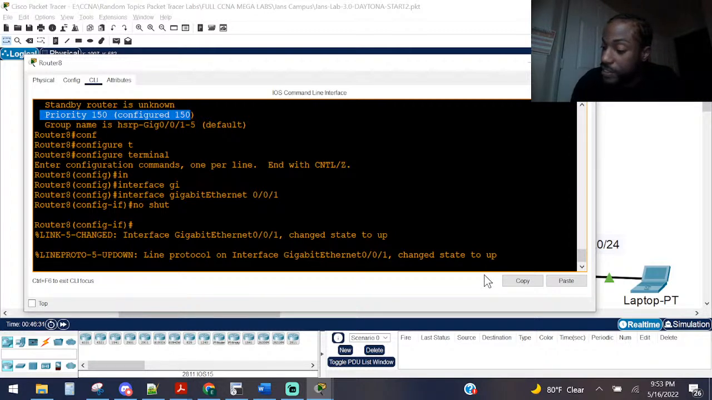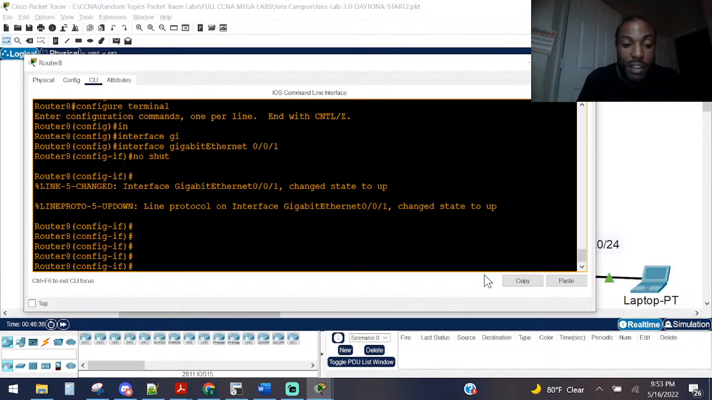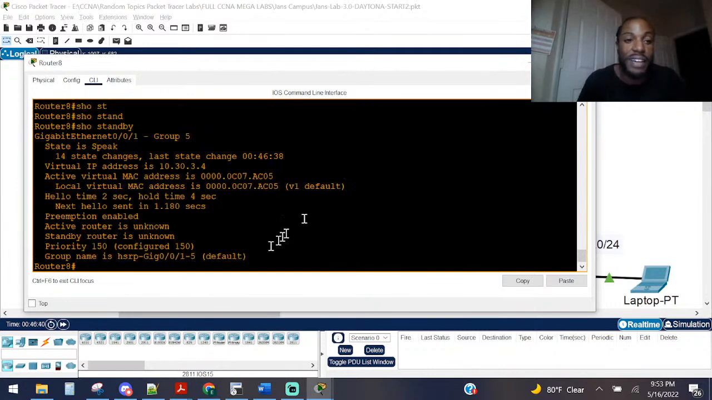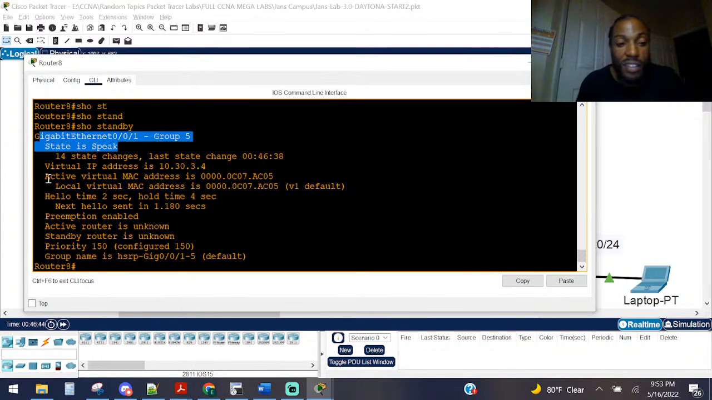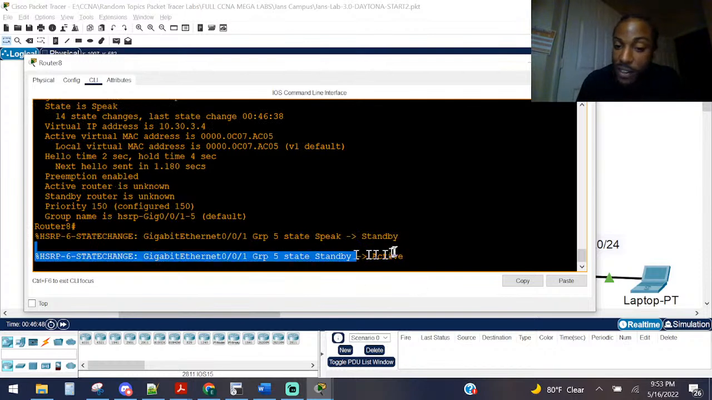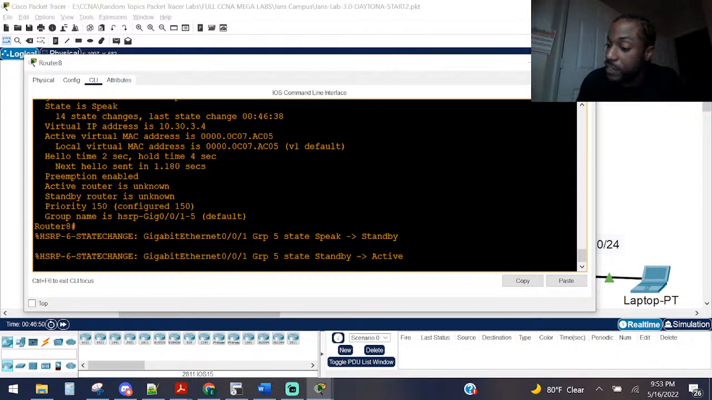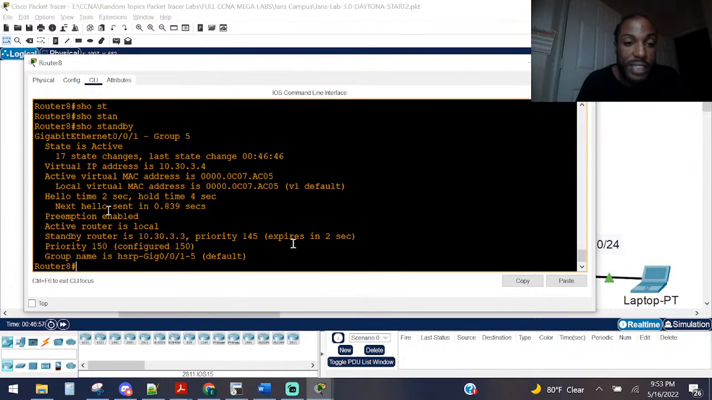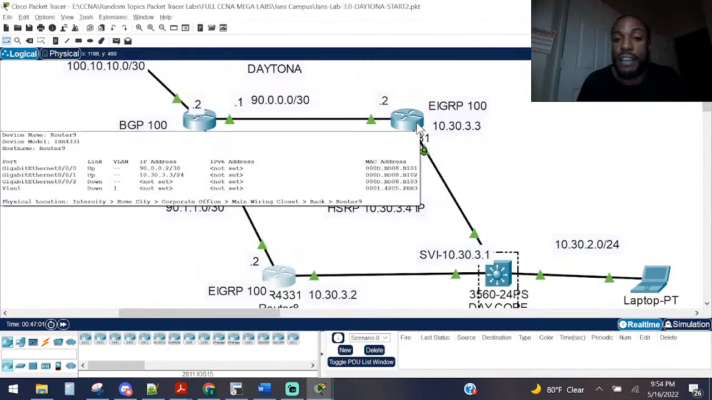All right there. Is he the HSRP active? Do a show standby. He's probably listening right now, right? No, he's speaking now. Right, and there it goes right there. Now he's the active router. So that's a good look. Let's do a show standby, just in case. Verify. Active. Now he's the active router, and this guy is the standby router.